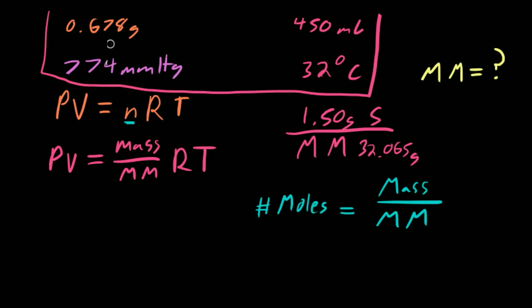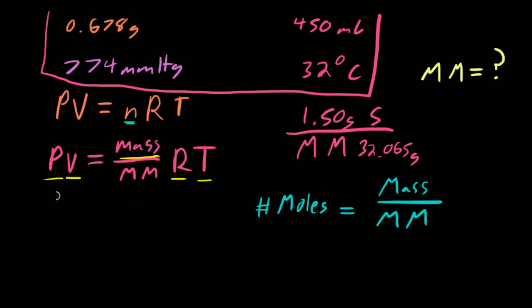So if we take a look at this problem again, we really know everything we need to know. Let's check off everything. We know the volume, we know the mass, we know the pressure. R is our ideal gas constant, and we know the temperature. So we just have to solve for our molar mass. Let's solve for that algebraically.